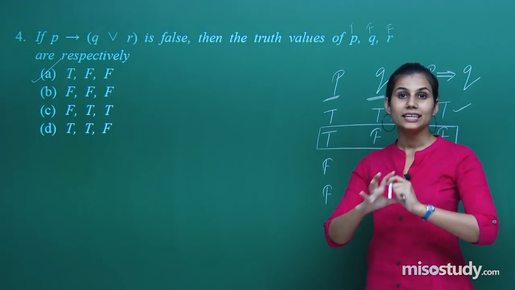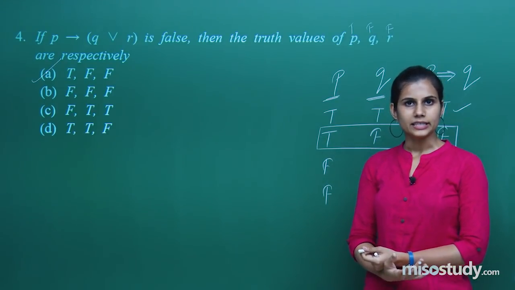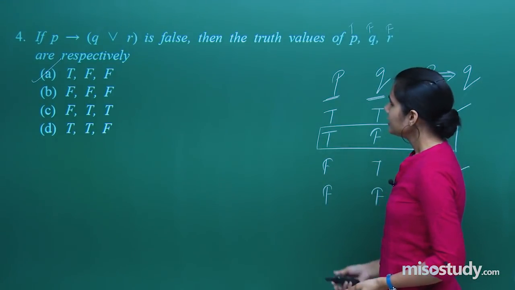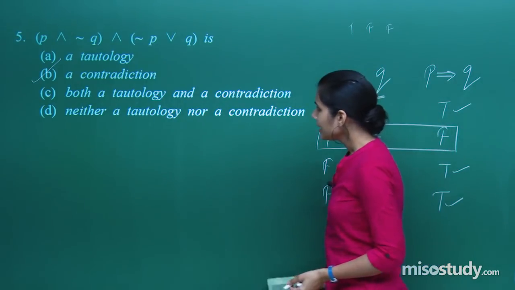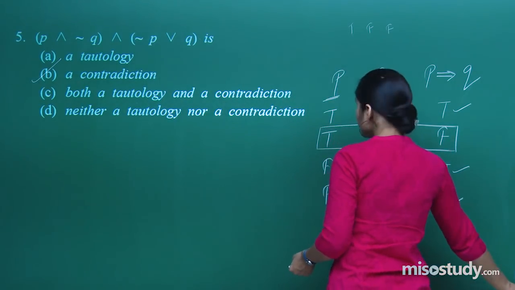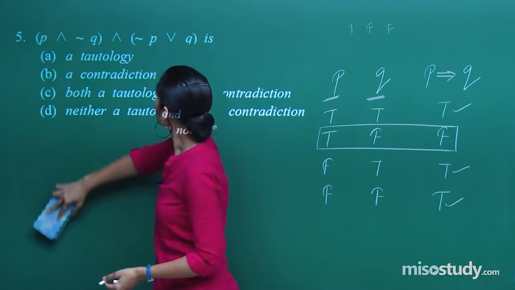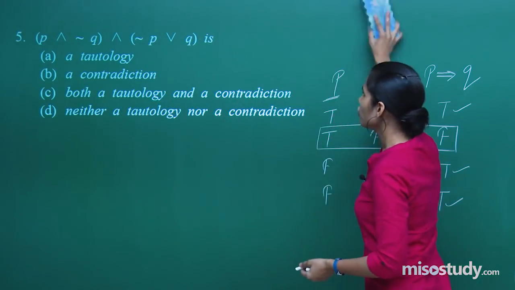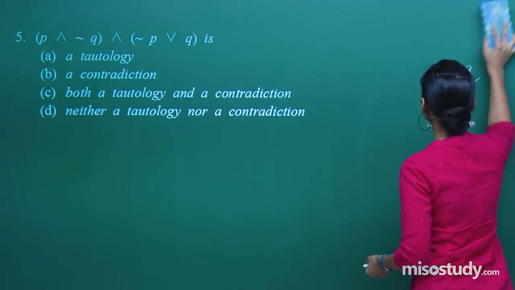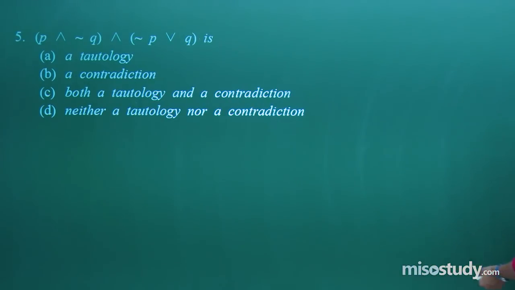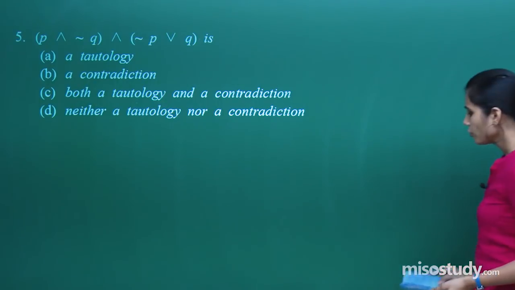Okay, that's how they basically test you on truth tables. Next question is: if P and not Q and not P or Q is the statement given, then what is it? Is it a tautology? Is it a contradiction? Is it both or is it none?